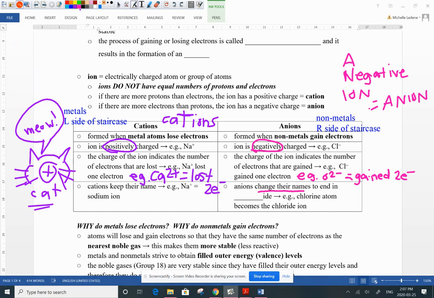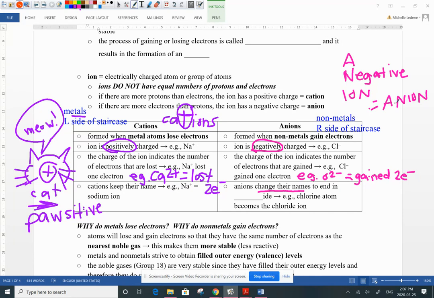Either you're going to form a cation if you're a metal and you're on the left side of the staircase, or you're a non-metal on the right side of the staircase, and you form an anion, a negatively charged ion. So here's my awesome diagram. I know you all can tell that this is a cat. This is how I remember it. Cats say meow, and this is a positive ion. Get it? Positive, the plus sign for positive.